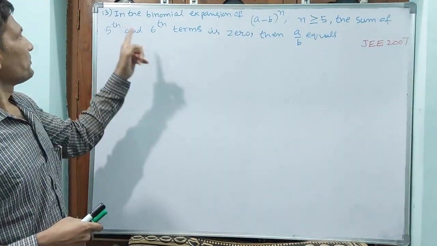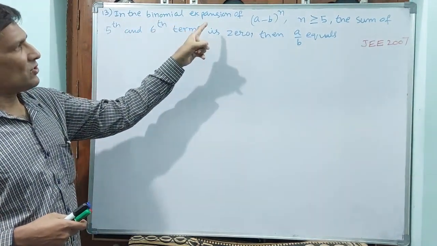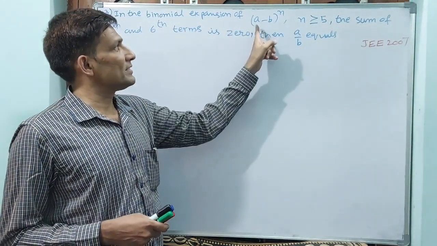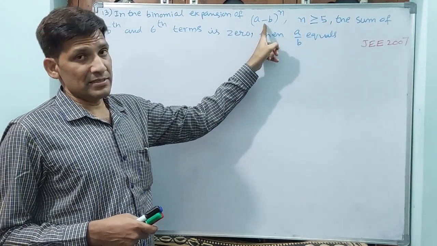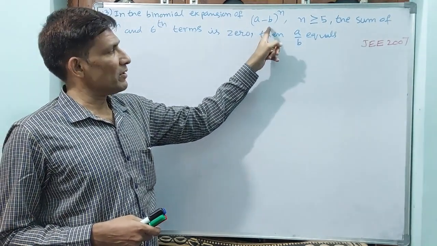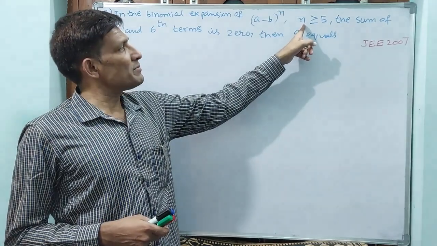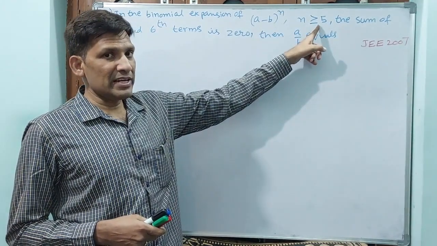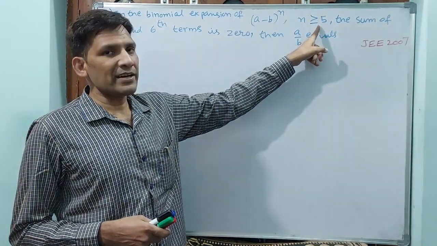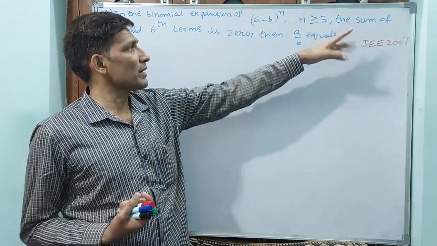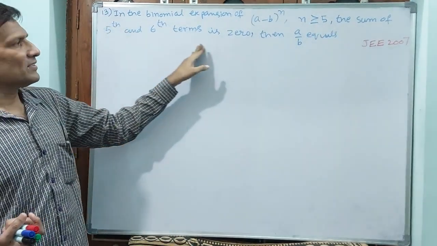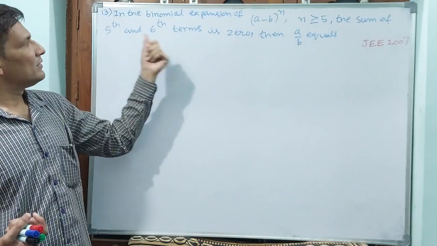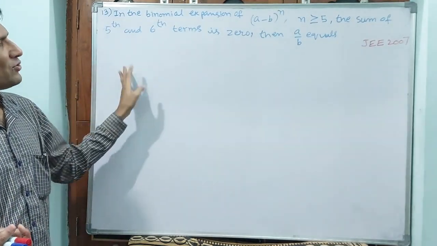This is the binomial expansion of (a minus b) to the power of n. This is a simple one, but the minus sign is there. Observe carefully. The n value is not given, but it should not be less than 5, that means greater than or equal to 5. We don't know the number. The hint they have given is that the sum of the 5th and 6th terms is 0.